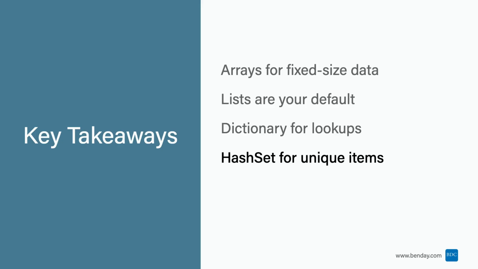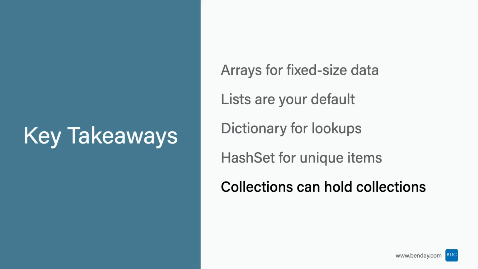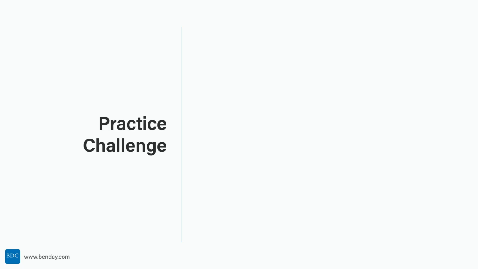HashSet is perfect when you only care if something exists, not how many times. It automatically prevents duplicates and has super fast contains checks. Dictionary of lists, list of hash sets. Totally normal. Your data structures can be as complex as your problem needs them to be. Next up, we're going to learn about LINQ, which is going to make working with these collections feel like magic. Seriously, LINQ changes everything.